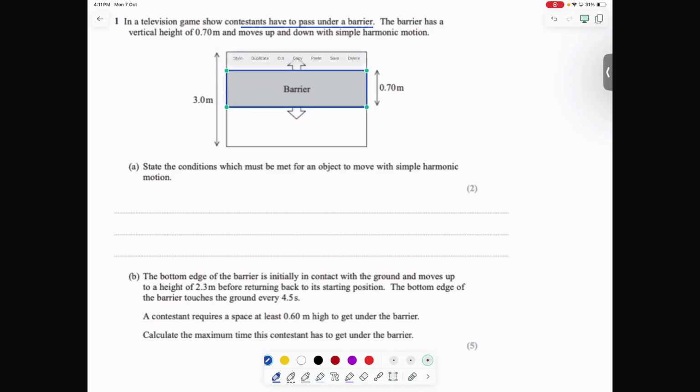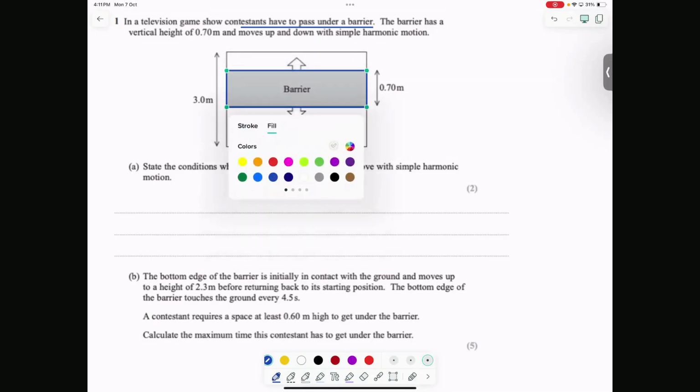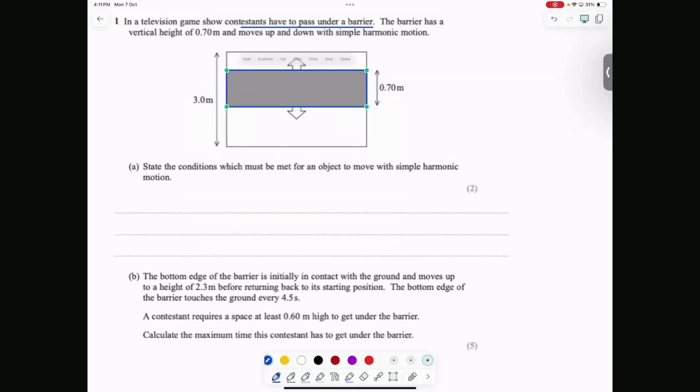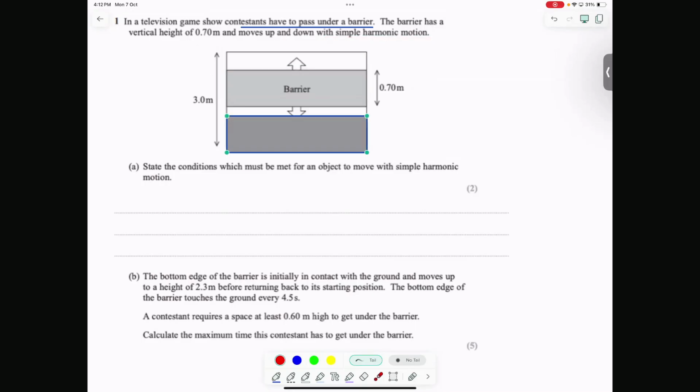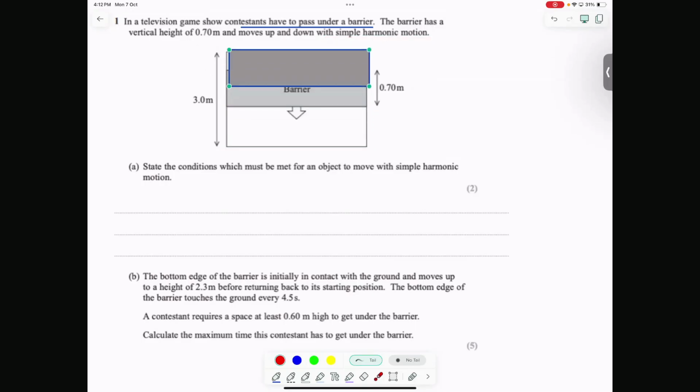So this is the barrier here, and what's happening is that the barrier has a vertical height of 0.7 meters, and it moves up and down with simple harmonic motion. Very important, it moves up and down with simple harmonic motion. So this thing just goes up and down like that.